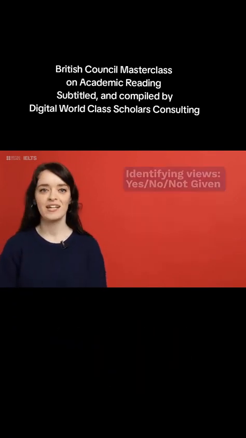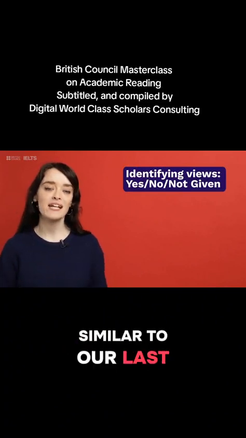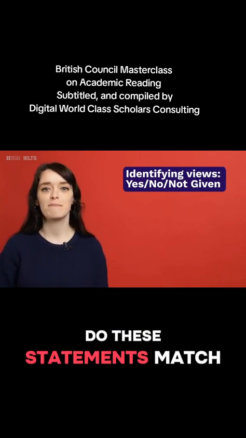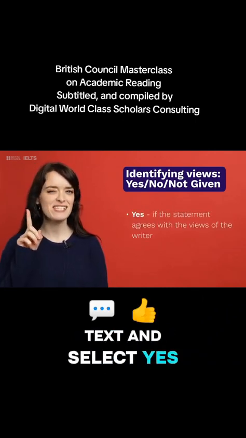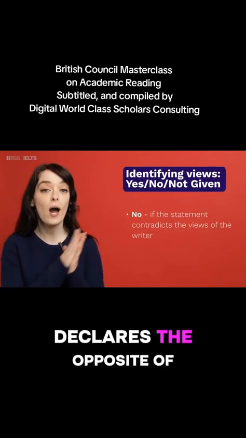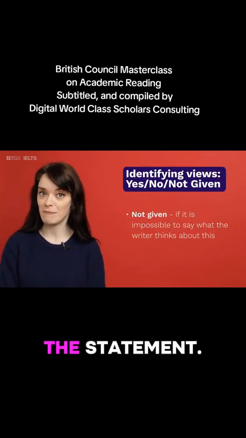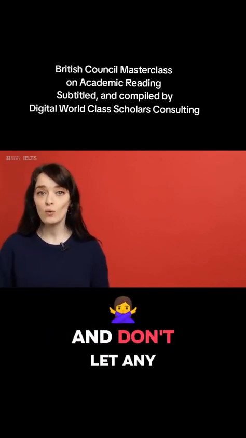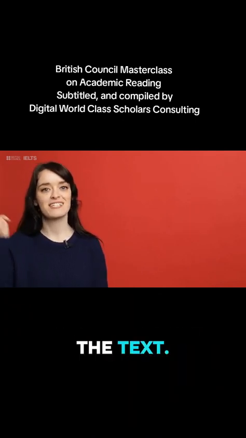With the next type of question, we must pinpoint the writer's views or claims. Similar to our last question type, you'll be presented with a list of statements and the question asked, do these statements match with what the writer thinks or claims? You must read the text and select yes if you think the writer thinks or declares this, no if you think the writer thinks or declares the opposite of this, or not given if the text doesn't clarify the writer's views on the statement. Again, be mindful of the difference between not given and no, and don't let any prior knowledge of a topic influence your answer. Only use the information in the text.